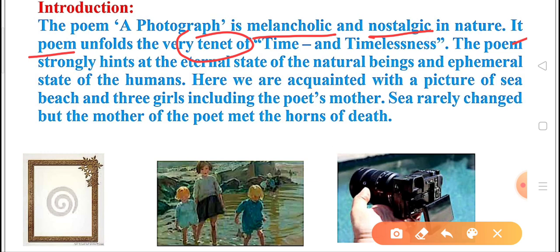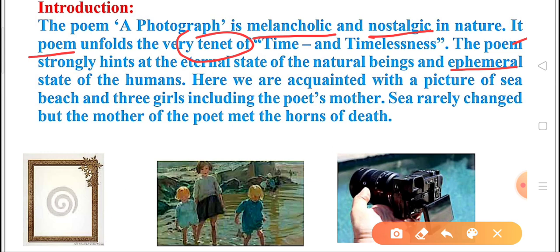The poem strongly hints at the eternal state of natural beings. Natural beings, all the natural objects, mountains, oceans, then heavenly bodies, all these things are natural beings, and the ephemeral state of humans. Ephemeral, temporary, short-lived.